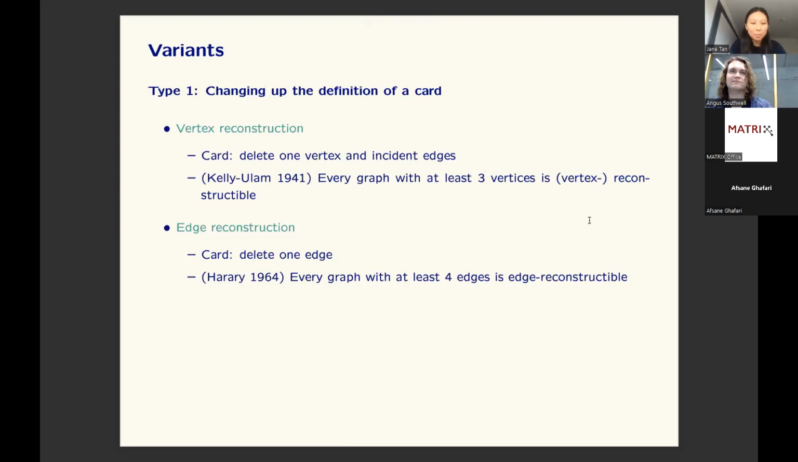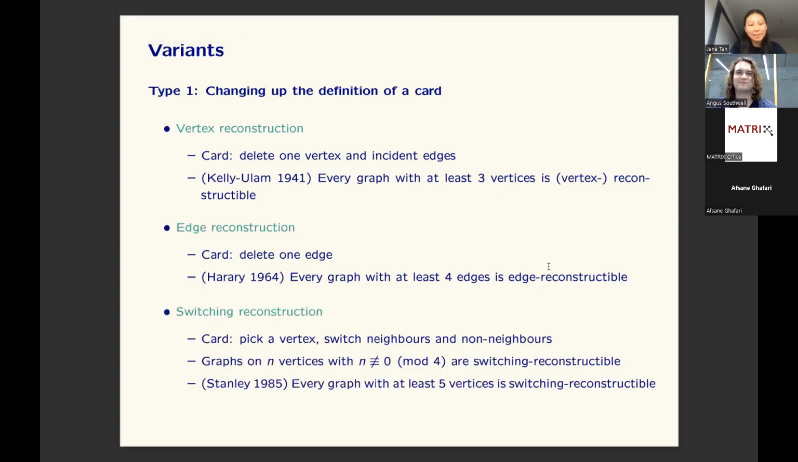This should feel a little bit easier than vertex reconstruction, because if we're just deleting one edge, that's less information than a vertex, where that vertex might have carried a lot of edges off with it. And in fact, we can show that this is true. If something is vertex reconstructible, it is also edge reconstructible. So this is a strictly easier problem, for which we might think there's some hope, but we have an open conjecture of Harary from 1964, which is that every graph with at least 4 edges is edge reconstructible. In other words, the only graphs that are known not to be edge reconstructible have at most 3 edges. And again, we're very stuck on this.